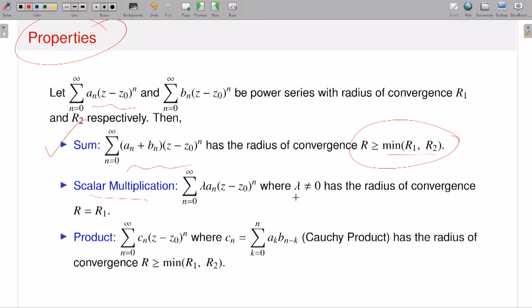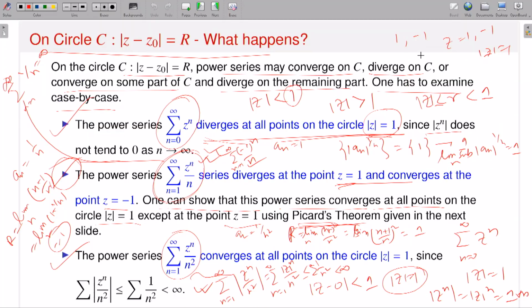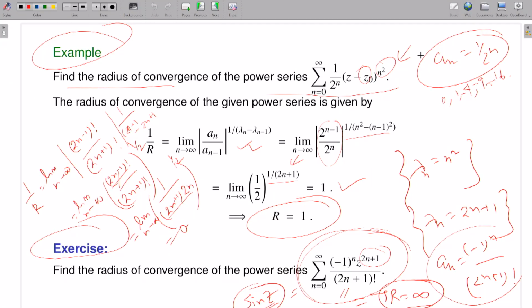If I have a scalar multiplication, the radius of convergence will be the same, because it follows straightaway from the definition. If I do scalar multiplication, you have b_n equal to lambda times a_n. These are the coefficients, but what is the formula? If I assume that R2 is the radius of convergence after scalar multiplication, what is that? This is the limit as n approaches infinity of b_n by b_n plus 1, right? Let me just check, I forgot. b_n by b_n plus 1, right?